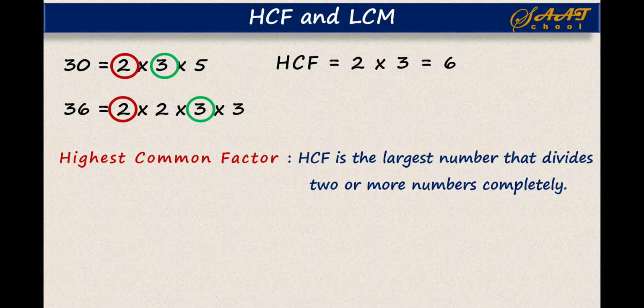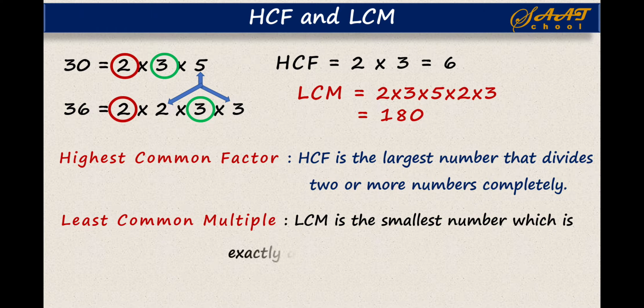Now to find LCM, the first step is to look at the common factors between those two numbers and then the remaining factors. Now in this case, the common factors are 2 and 3 and the remaining factors are 5, 2 and 3. Now the LCM, the least common multiple, is the product of 2, 3, 5, 2 and 3. And the answer is 180.